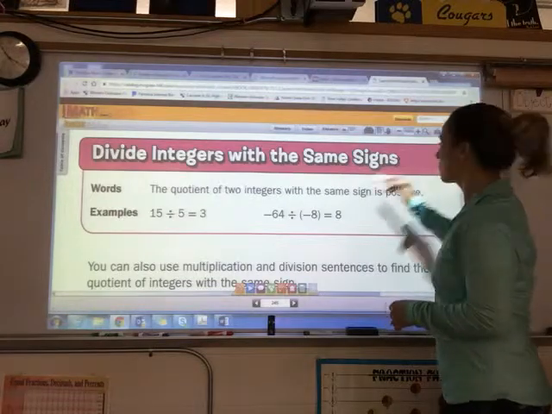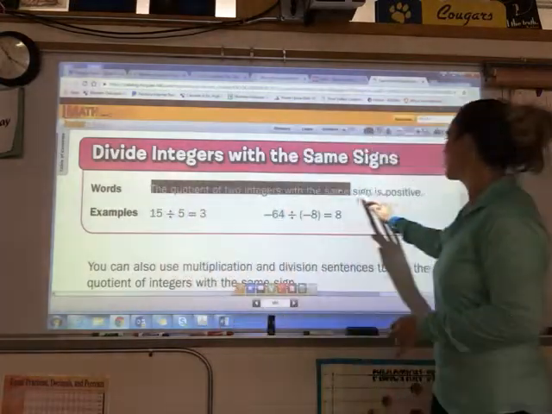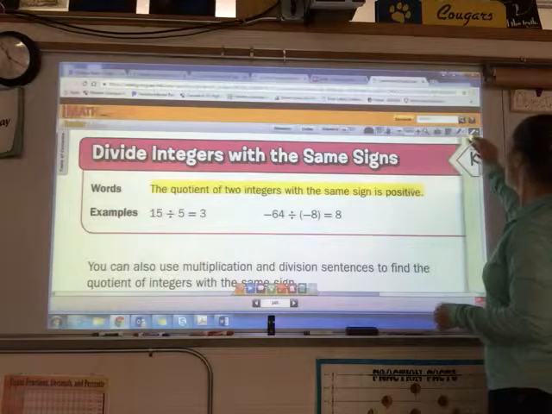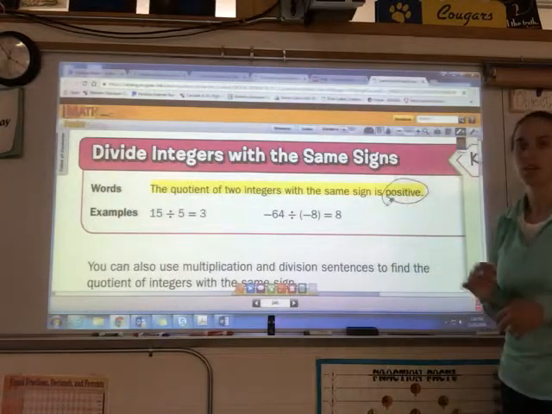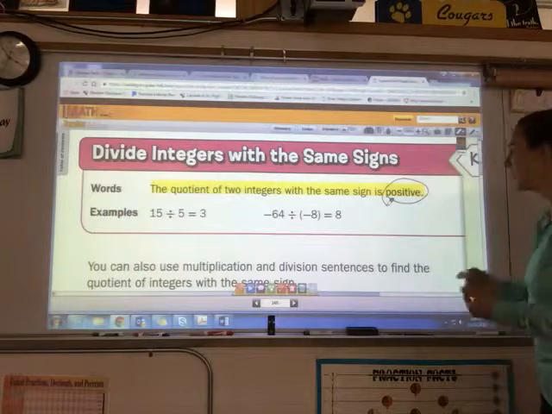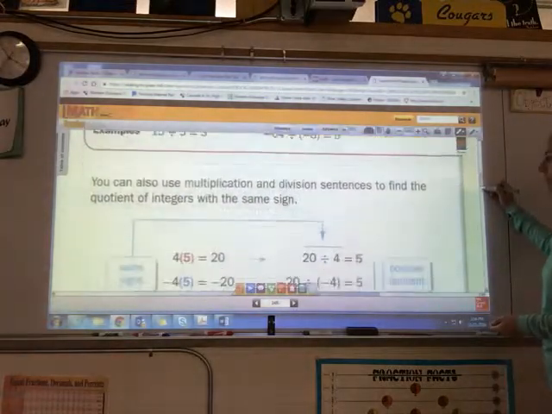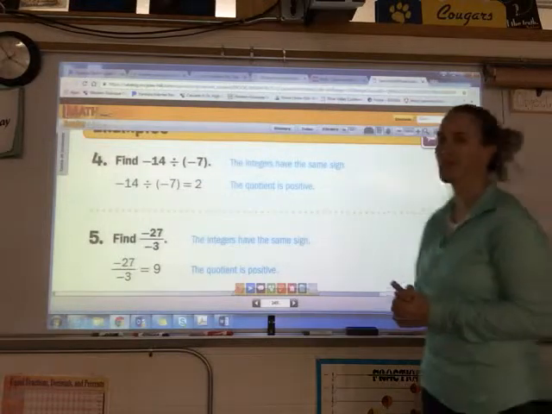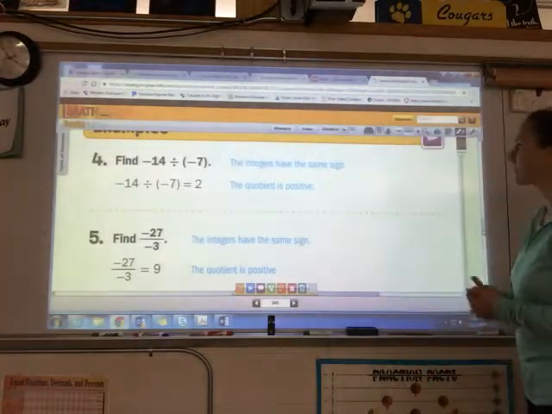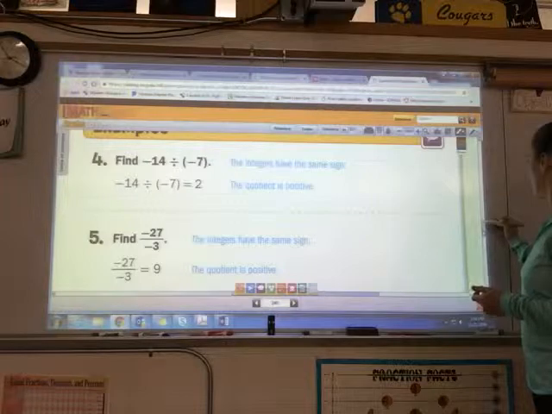That is just reaffirming what they have up here: the quotient of two integers with the same sign is going to be positive. So please be aware of that. Both can be positive or both can be negative. Your answer is still going to be positive. There are a couple of examples here that you can take a look at.